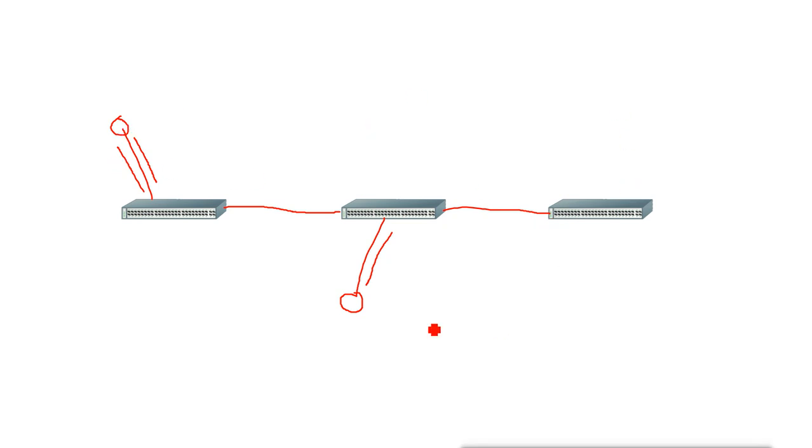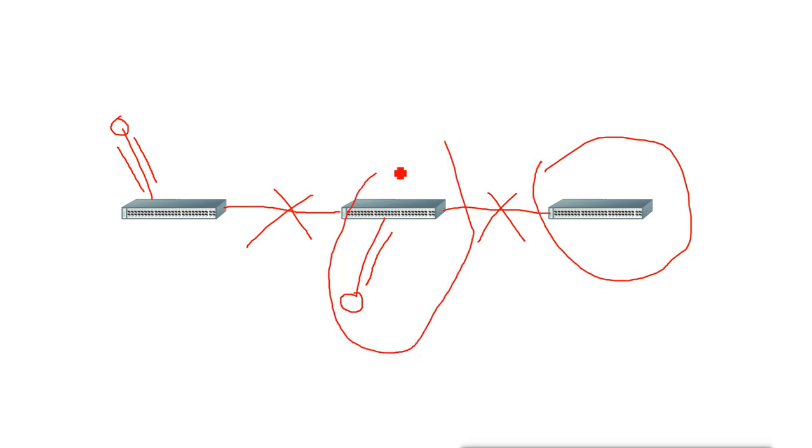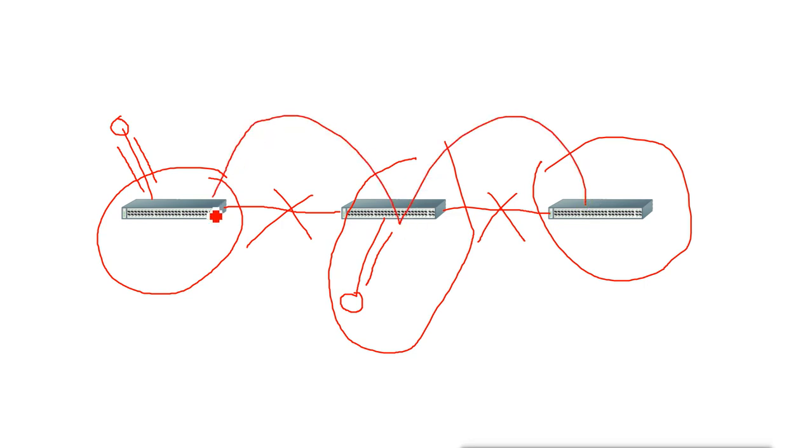Now suppose they are not connected, if they are separated, then this one will be one collision domain, this one is another collision domain, and this will be another collision domain. So these three will be called three separate collision domains, but when we connect them together, they will be called a single collision domain.